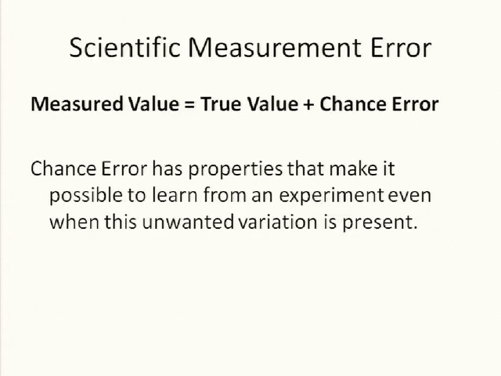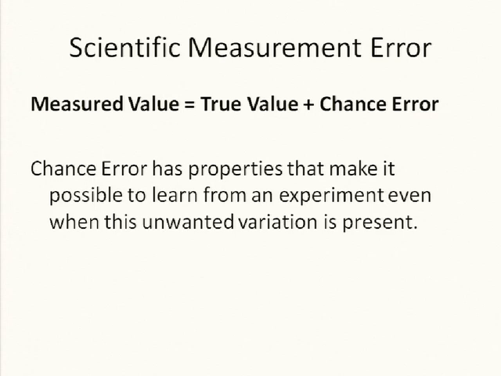The measured value that you're looking at when you're measuring something is equal to the true value plus some type of chance error. And the chance error has properties that make it possible to learn from an experiment. Sometimes the chance error could be overestimated, sometimes it's underestimated. But if you get enough of a sample, it should even out, hopefully.